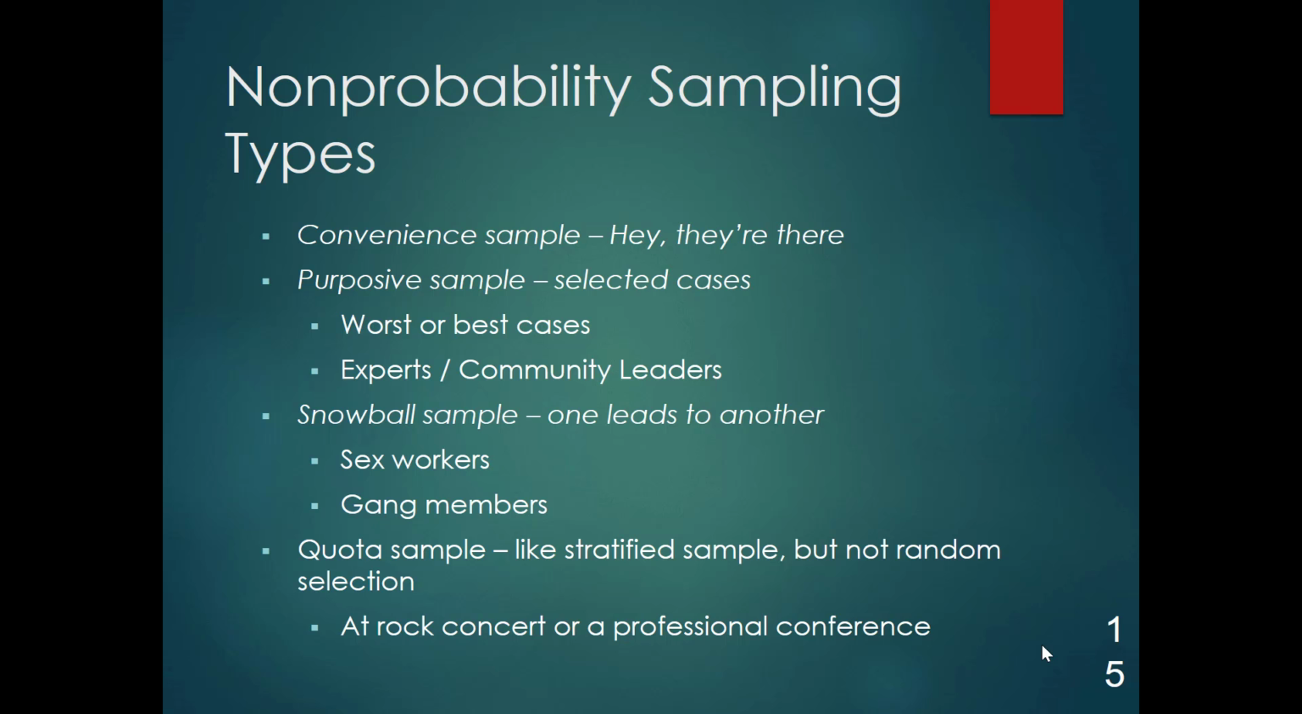So here are the non-probability sampling. We have convenience sample. So with convenience sampling, this is when you select the most available elements to constitute your sample. So convenience may be based on geographic closeness, ease of access, or other opportunities such as a presence at a conference.